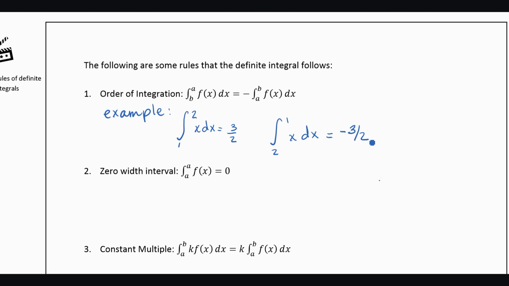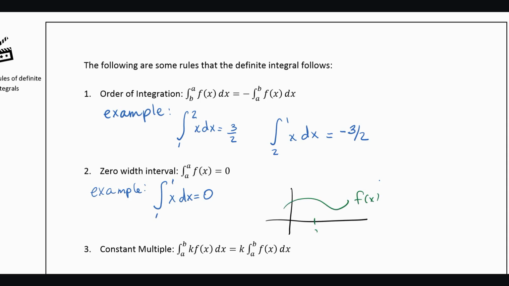Okay? The next rule tells us that if we have the integral from a to a, so the upper and the lower limits are exactly the same, of any function, then that's equal to 0. So for example, if you had the integral from 1 to 1 of x dx, that would just be 0. And if you think about what we said the integral means, if we have any function f of x, and we're saying start at a and end at a, we want the area under there. Well, if you're starting and ending at the same place, you have no width. So a straight line doesn't have any area.